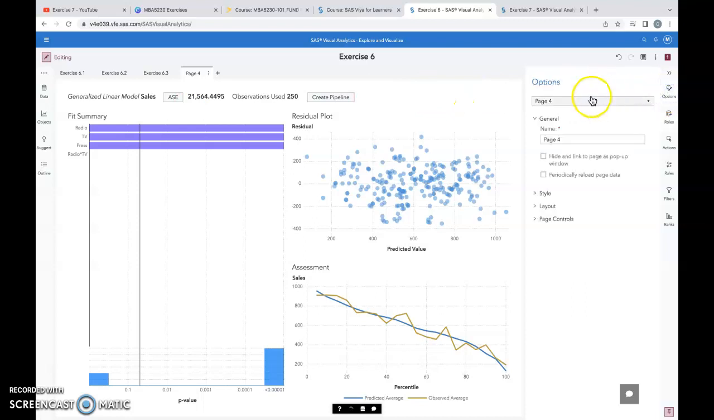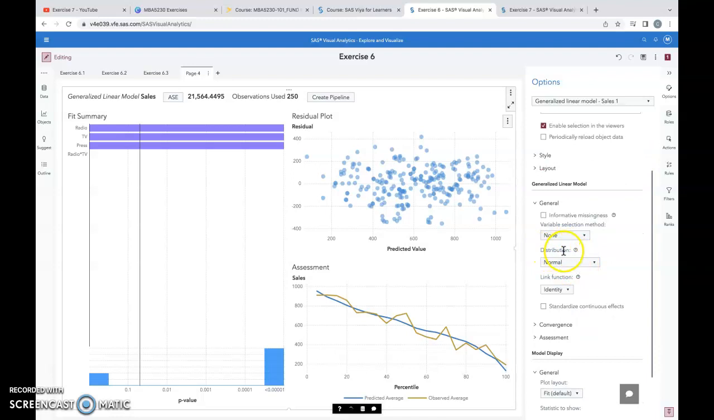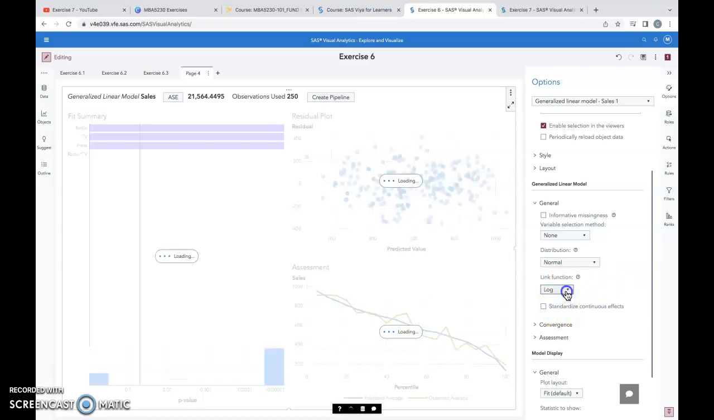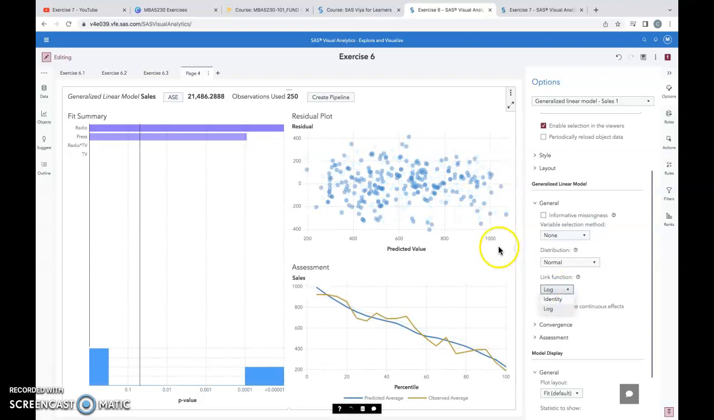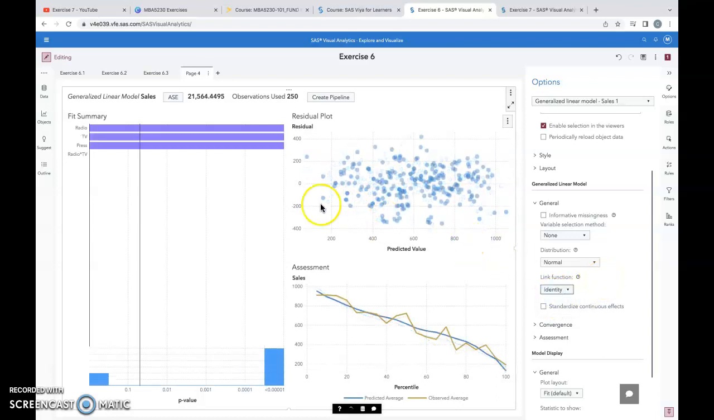And going to options, it wants us to go to general and look at the distribution, and as we can see, it already is normal. And with the link function, we can see identity, changing it to log changes the data, and then changing back to identity is going to give us the best prediction of each.